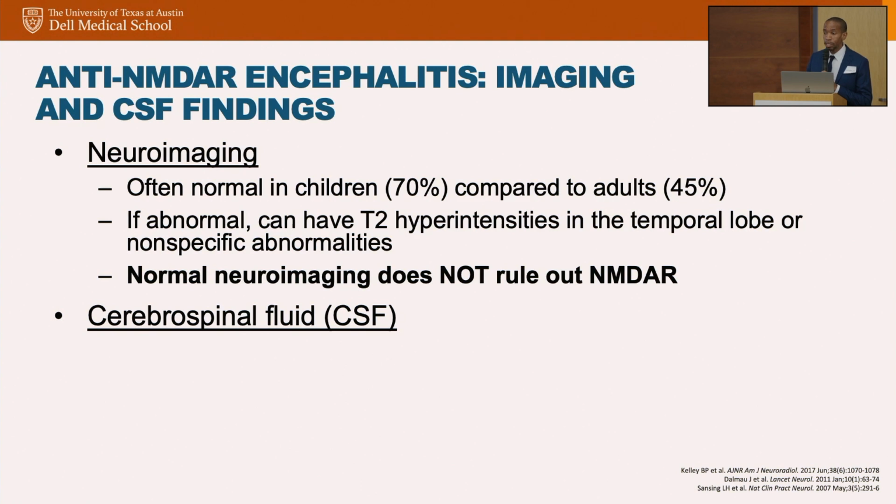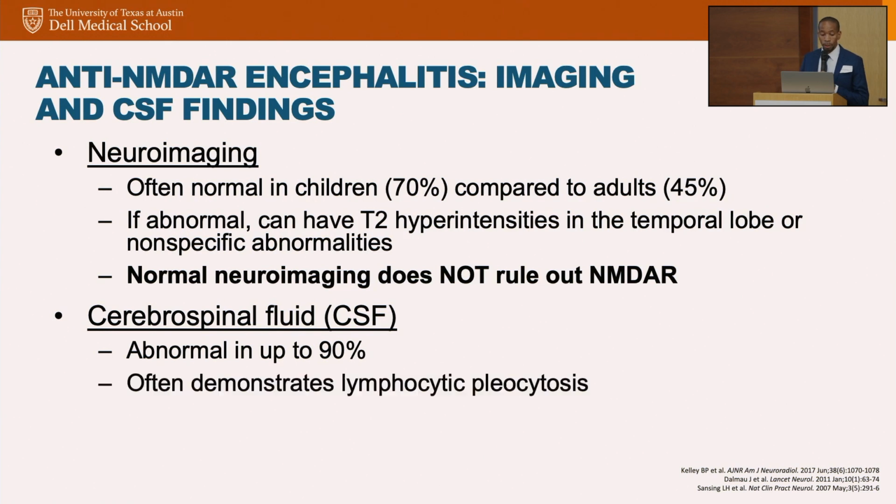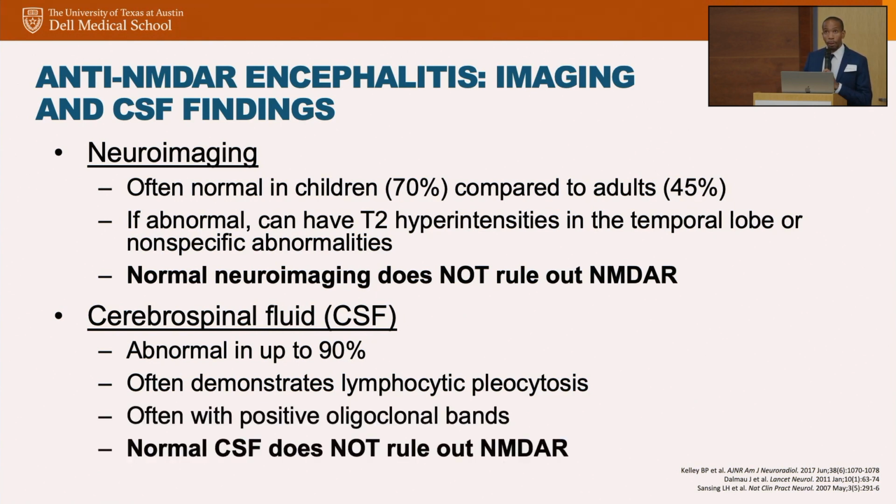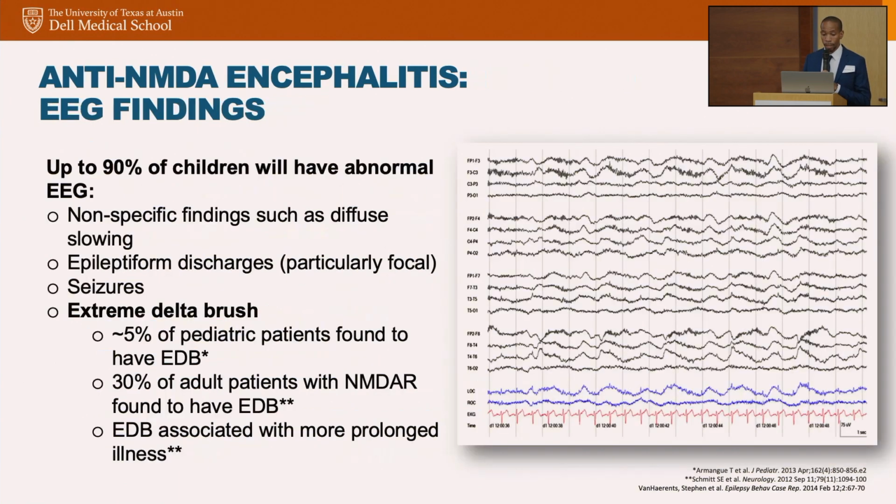CSF, on the other hand, is almost always abnormal. 90% of these kids will have some sort of abnormality in the CSF, whether that's a pleocytosis, so an elevated white count in their CSF, elevated protein, or positive oligoclonal bands. These are all things that could be suggestive of a neuroinflammatory disorder. However, there is a small proportion of these kids that will have normal CSF as well. And so normal CSF does not necessarily rule out NMDA receptor encephalitis.